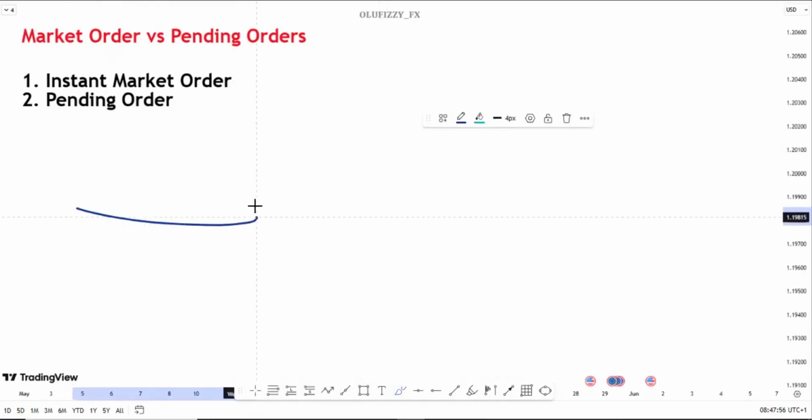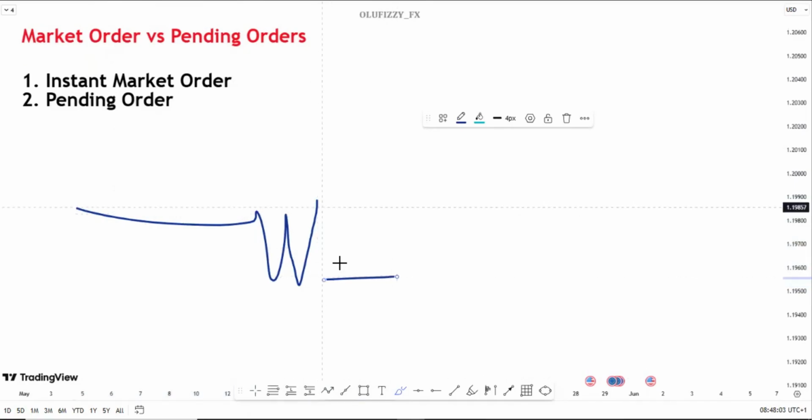So let's say this is the current market price, but you don't want to enter instantly here. Maybe you set a limit order here, which the price has not gotten to this particular region, so it's going to be on pending. Or maybe you have a limit order at this region, but so far price has not gotten to that region, it's going to be on pending until price gets to that region. So that is when your trade is now going to open for you automatically. Or maybe price comes here, it's going to open for you automatically. So that is pending order.